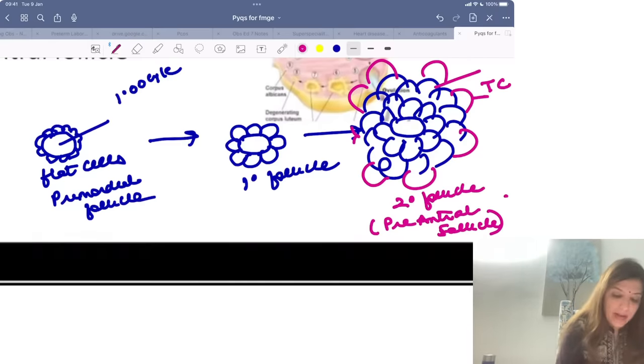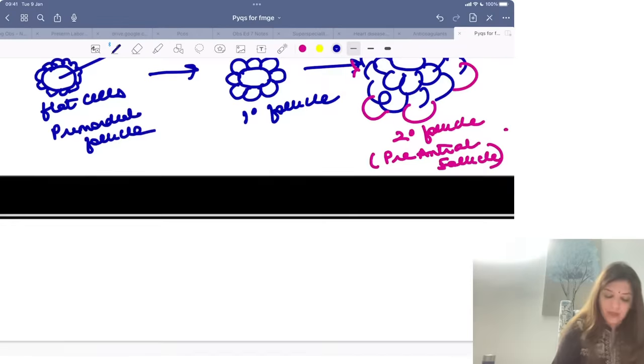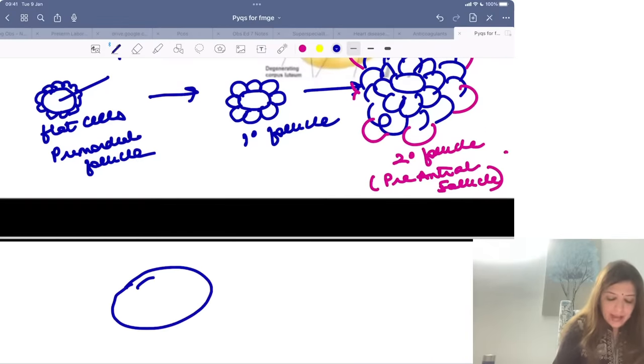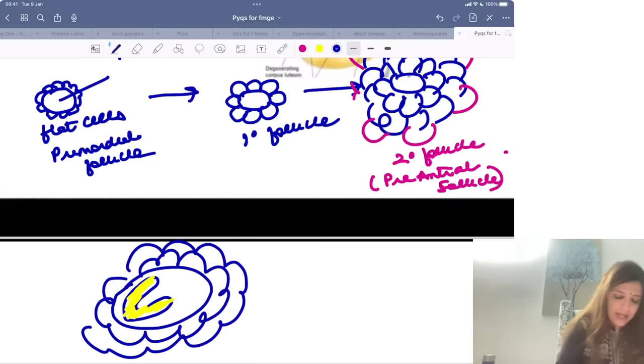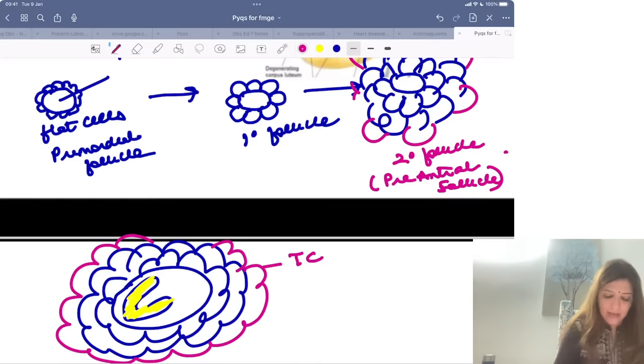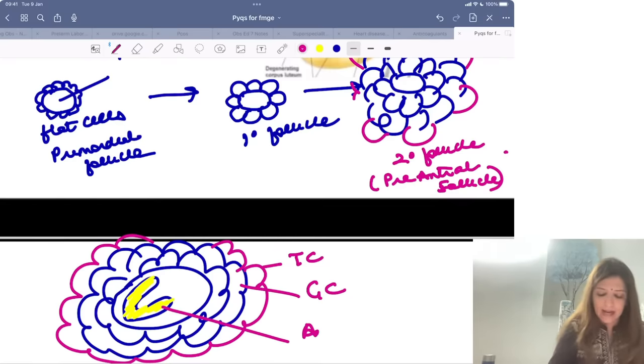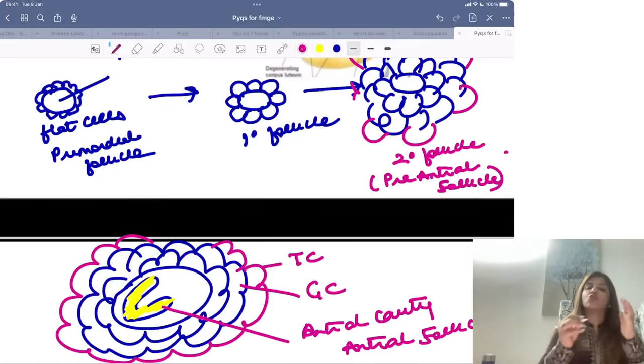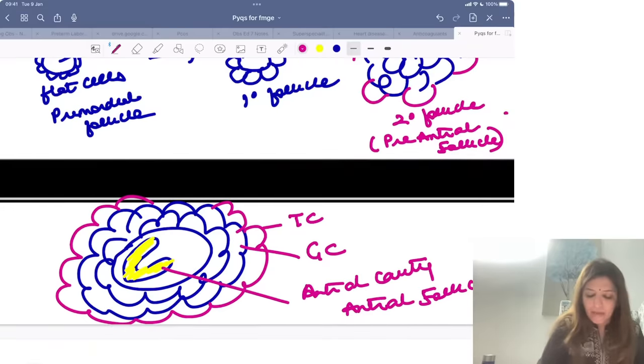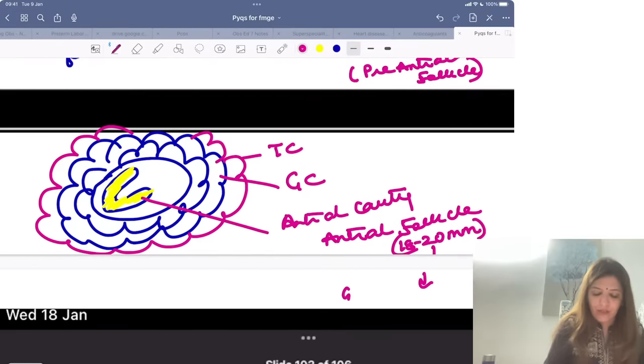Now, the moment you start seeing a cavity, with multiple layers of granulosa cells and a proper layer of theca cells, you are getting theca cells, granulosa cells and an antral cavity. This is called an antral follicle. And when the antral follicle grows and becomes 18 to 20 millimeters in size, it is called a graafian follicle.